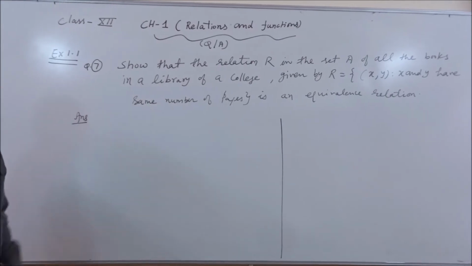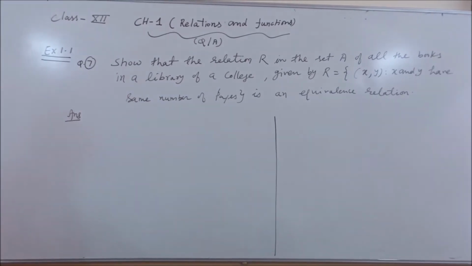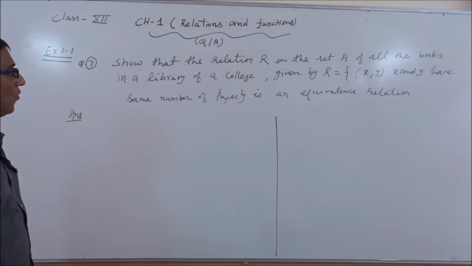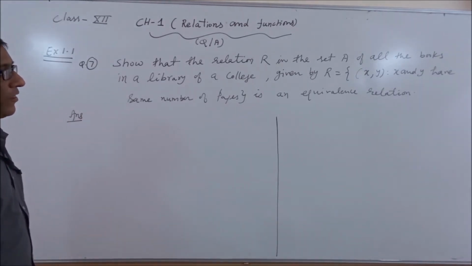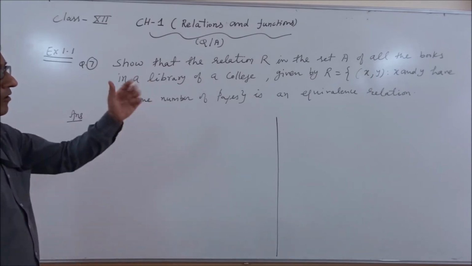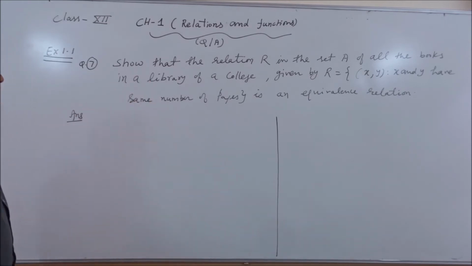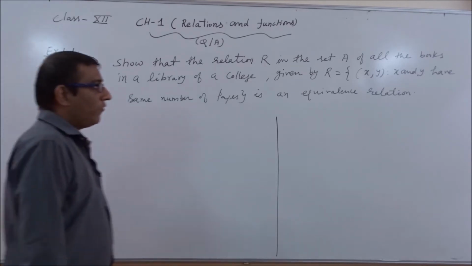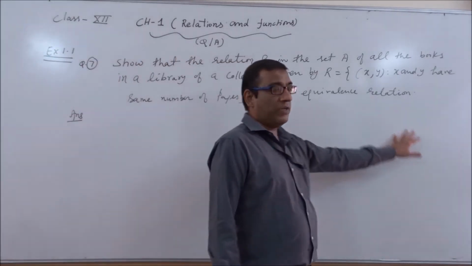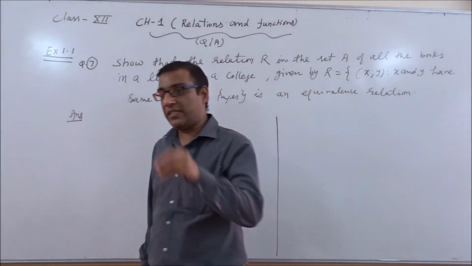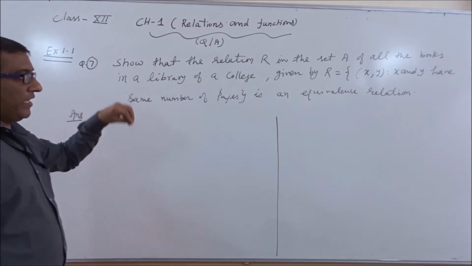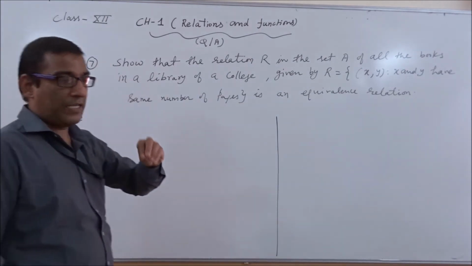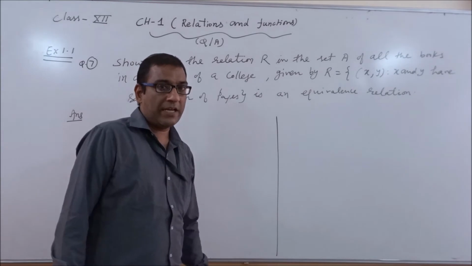Question number 7 is: show that the relation R in the set A of all the books in a library of a college, given by R equals (X, Y), which is in the form of an ordered pair, where X and Y have the same number of pages, is an equivalence relation. So we know very well that for an equivalence relation we have to prove that the given relation is reflexive, symmetric and transitive. If this relation is reflexive, symmetric and transitive, then we can say it is an equivalence relation.